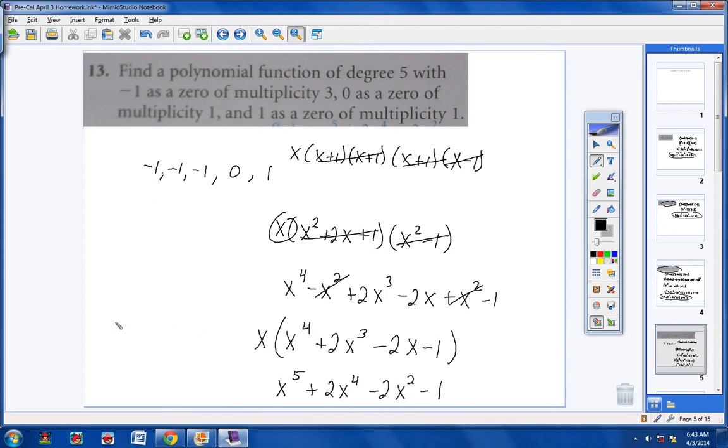Now let me glance at the answer real quick and make sure we have this right. Yes, we do. So this is a polynomial function of 5th degree that has the zeros that were stated here. Okay, so not too bad.